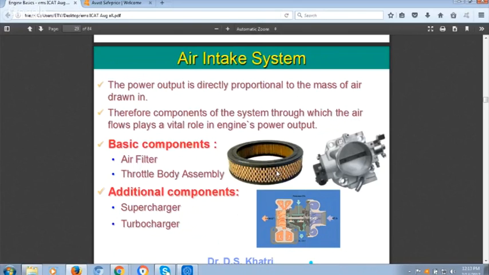So this is the air cleaner, and from here the air passes to the intake manifold through the throttle body. This is that throttle valve which I was talking about. When it is opening, it allows more air. When it is closed, it allows very little air, maybe 10%. And this position is equivalent to idling.